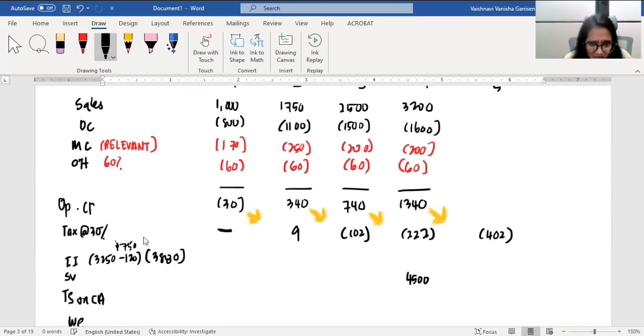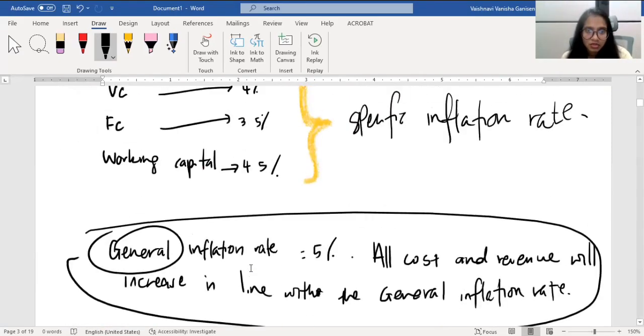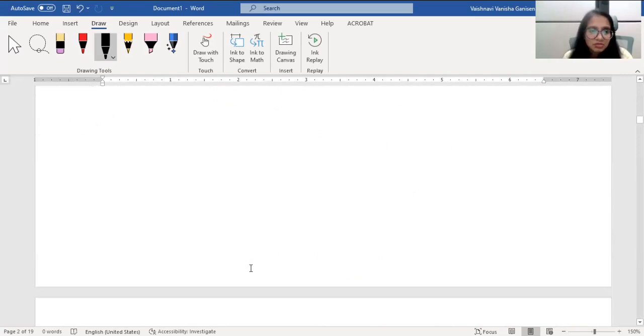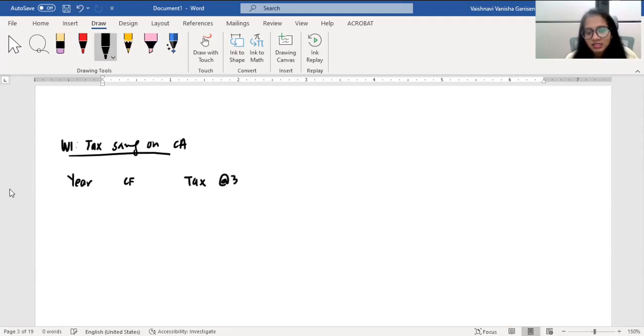Okay, my alignment may run a little. So this is our working one that we did the other day. Tax saving on capital allowance. Okay, I'm just going to write it down here. Working one. You guys can just copy mine. I'm doing it again, just to show in case you are still a little bit lost. Tax saving on capital allowance. Cash flow, tax at 30% and timing.